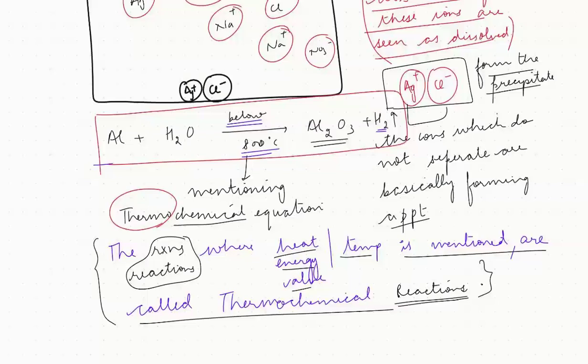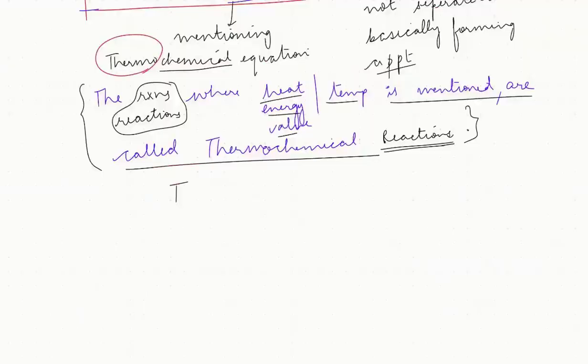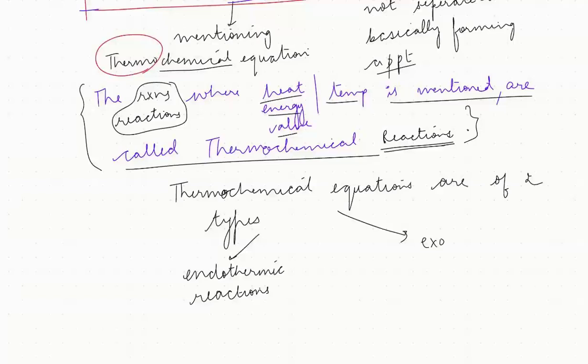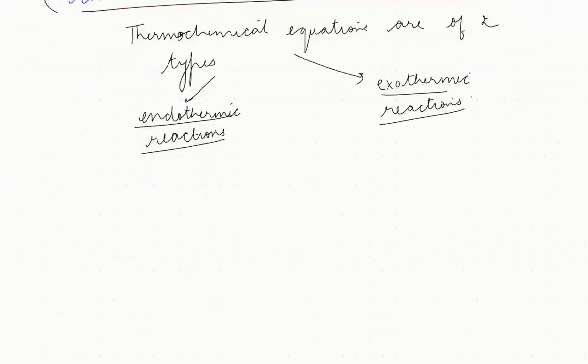Now, thermochemical reactions are divided into two types. Thermochemical reactions are of two types. The first type is endothermic reactions, and the other type would be the exothermic reactions. So you have to understand that when we have the endothermic reactions and when we have the exothermic reactions, in the endothermic reactions, what exactly is going to happen?